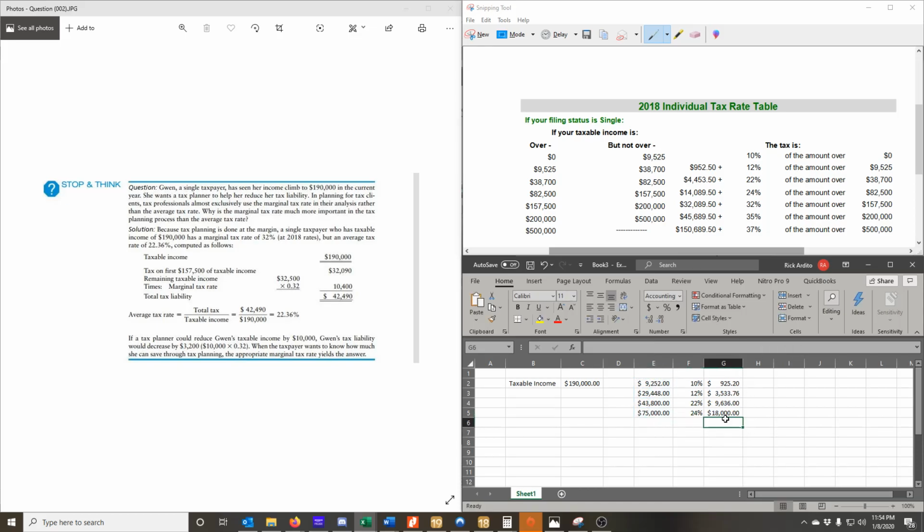So now that's all the tax she's paying up to 157,500. We still have to calculate the amount of tax over that, but the way that it's broken down in the problem, it shows tax on the first 157,500, and it shows $32,090. So if we add up what we've calculated so far, we get $32,094.96. Why is that? I'm sure it's because of rounding. So let's go ahead and do a round.